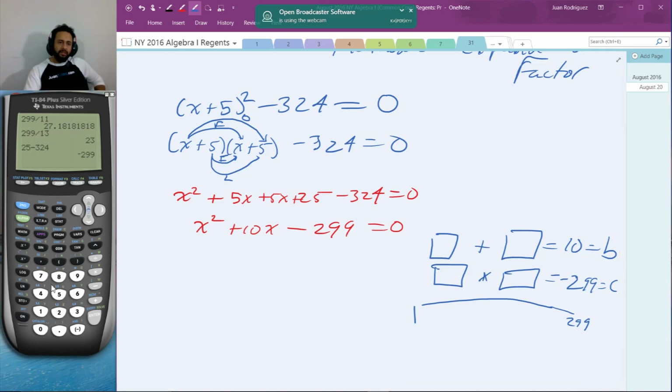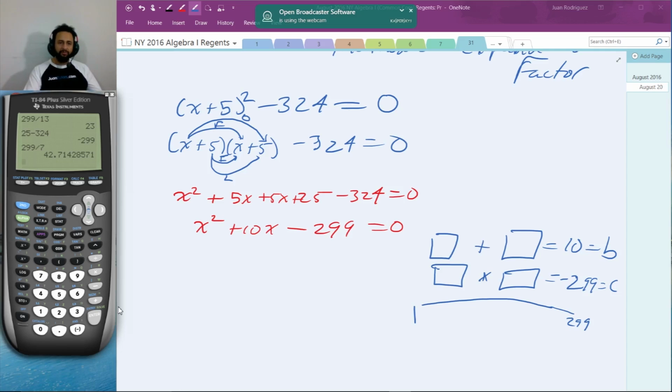7, let's test 7. So 299 divided by 7. 7 is not a factor because the factor pair is not an integer. 8 is not a factor because 2 is not a factor. 9 is not a factor because 2 plus 9 plus 9 is not divisible by 9. 10 is not a factor because 2 and 5 are not factors.